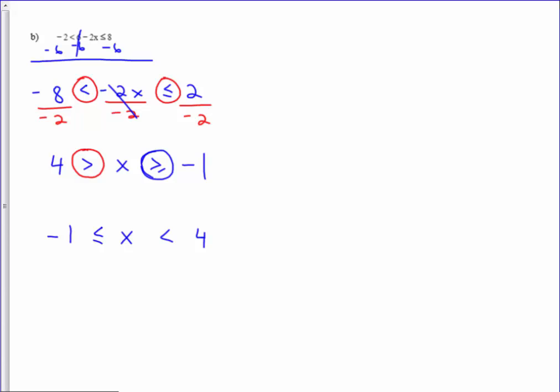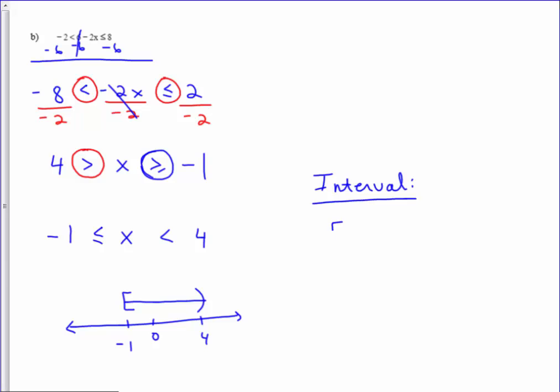Now that we have our problem written in the correct order, I can think about a graph. In this case, 0 in the middle, 4 on the right, negative 1 on the left. Negative 1 would be included with a bracket, 4 would be excluded with a parenthesis, and then I would be graphing what's in the middle. Interval notation for this problem would result in negative 1 with a bracket to 4 with a parenthesis.